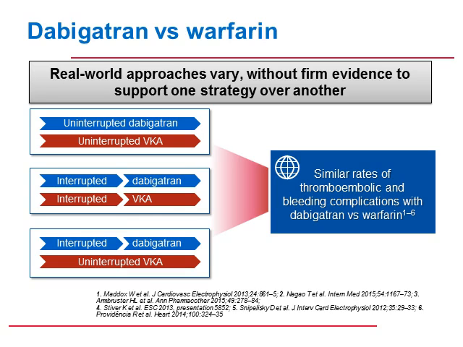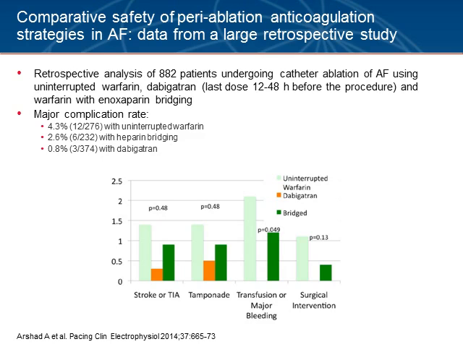warfarin. You can see here Dabigatran compared with warfarin in three different strategies: uninterrupted therapy, interrupted therapy, and interrupted Dabigatran therapy versus uninterrupted warfarin. All these small studies, you have the citation here, demonstrated similar rates of thromboembolic and bleeding complications with Dabigatran versus warfarin. Again, you can see here from a direct study published in PACE in 2014, the bridged therapy is associated with an increased risk of hemorrhage and less protection from stroke than treatment with Dabigatran, which probably is the most suitable therapy in this study.